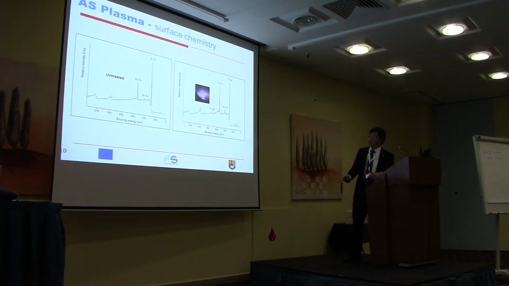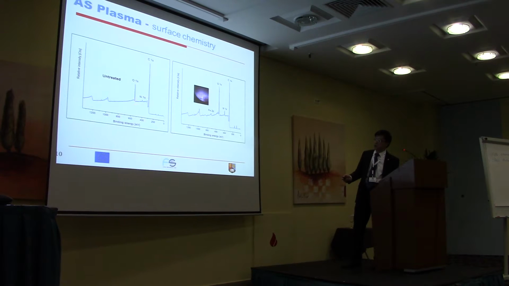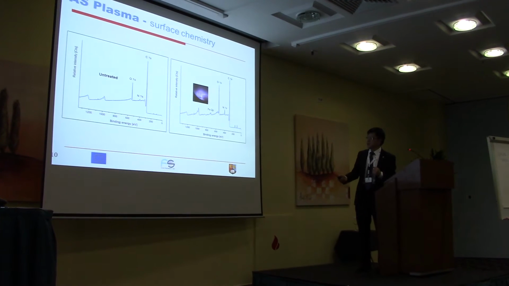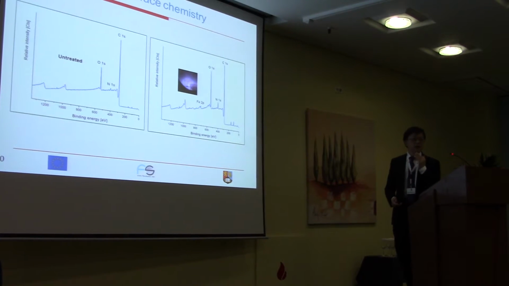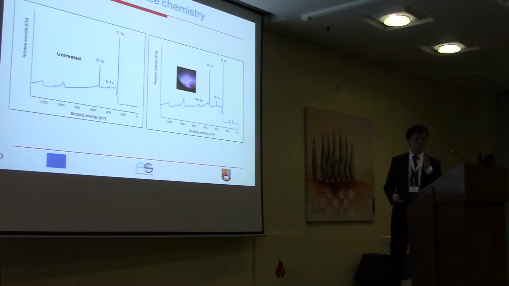So this is our survey spectrum. On the left-hand side is for untreated, or as-received, carbon fiber. On the right-hand side is active screen plasma activated carbon fiber. You may have noticed the peaks look very similar. That's true. The major difference is in the nitrogen 1s peak: following active screen plasma treatment, the intensities increase. So it implies that you introduced nitrogen-containing functional groups to the surface of plasma-treated carbon fiber.